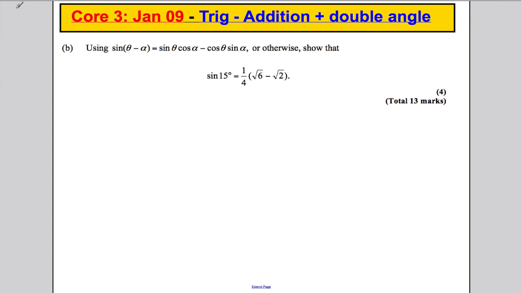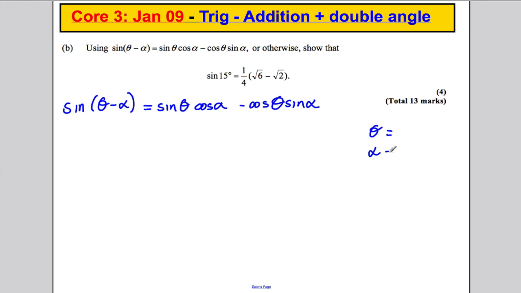Next, by using the following identity, show that sine 15 is equal to this. Okay, so they're telling you to use sine of theta subtract alpha is equal to sine theta cos alpha subtract cos theta sine alpha. Can we choose theta and alpha in such a way to create 15 on this side? So when you take them away, you get 15, but so that when they're on their own, they're angles we know about.